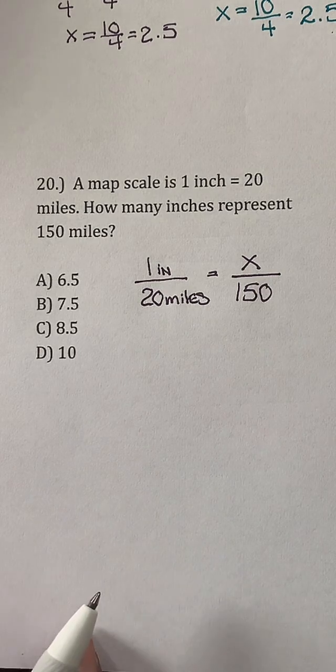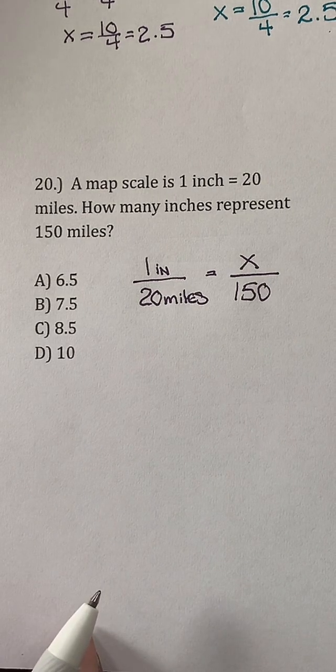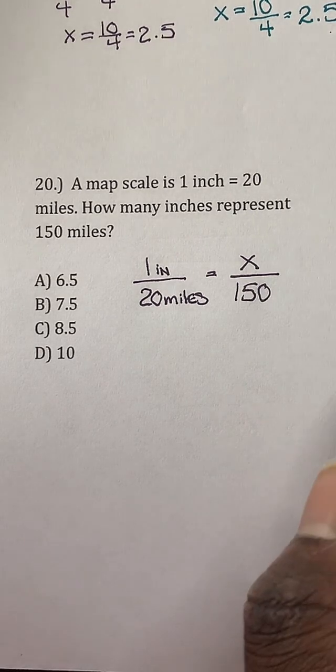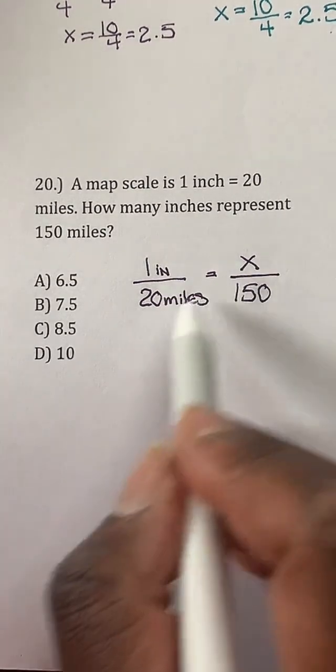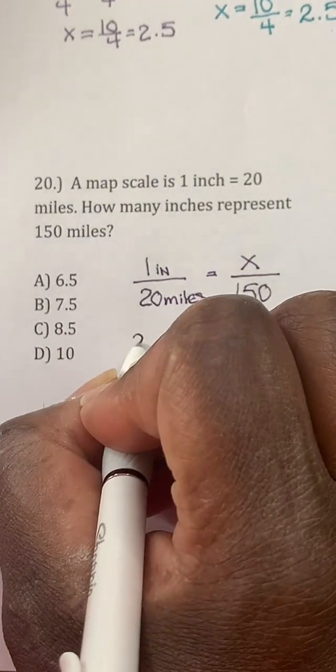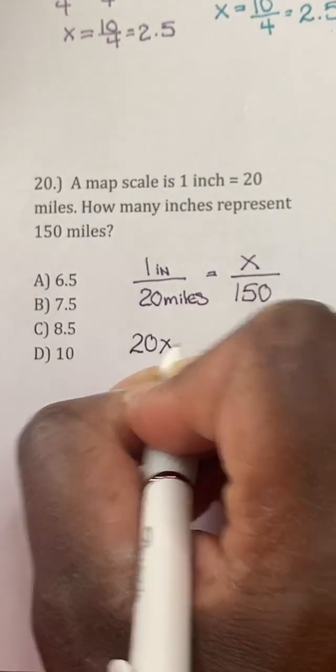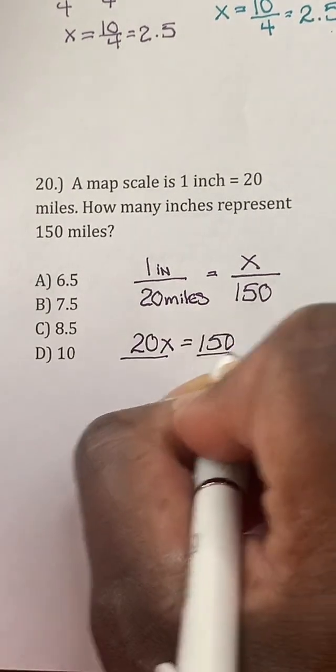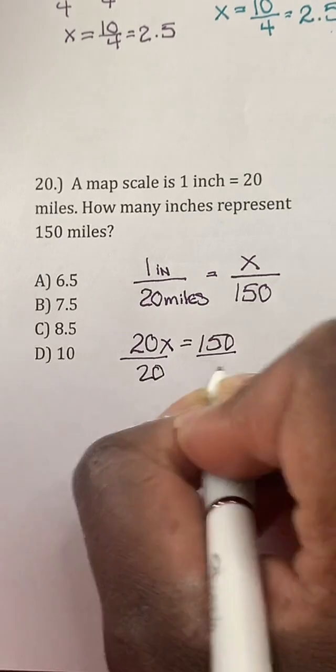So we can solve this, again, multiple ways, right? If we wanted to, we could cross multiply. I'll switch up. So that'll be 20x is equal to 150, and then divide both sides by 20. We can do it this way.